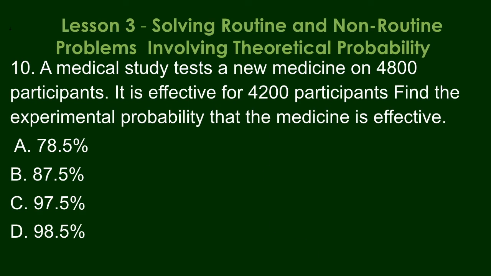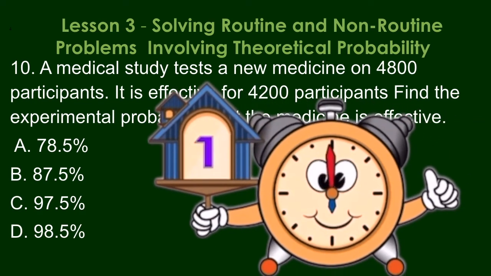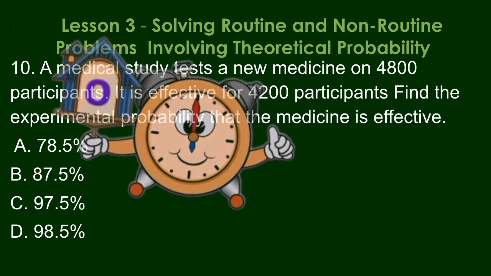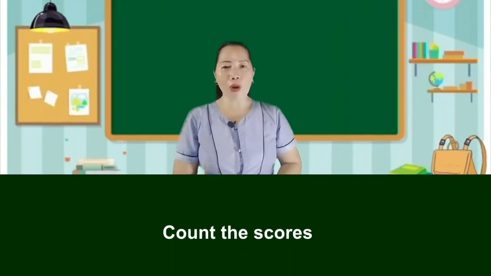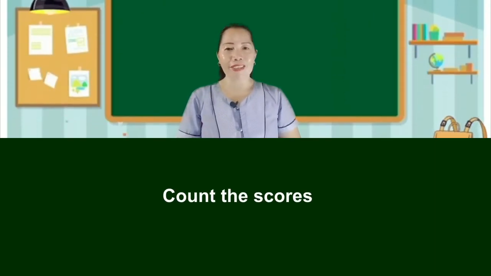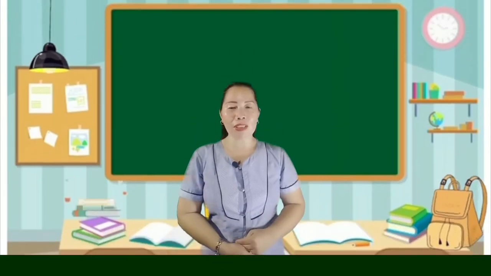Timer starts now. Time is up. The correct answer is letter B, 87 and 5%. Now try to count all your correct answers. Did you make it perfectly or not?